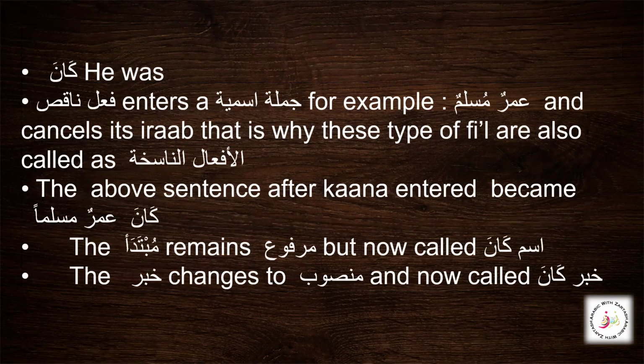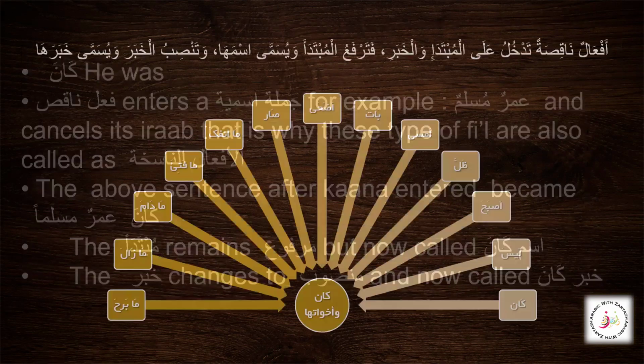in the default state of its main parts like mubtada and khabar. The mubtada is called ismu kana, and the khabar will be called khabru kana. Mubtada remains marfu while khabar changes into mansub, and that is why these af'al are also called nasikha, because they cancel out the default states of mubtada and the khabar.